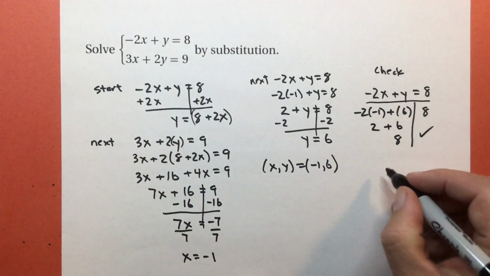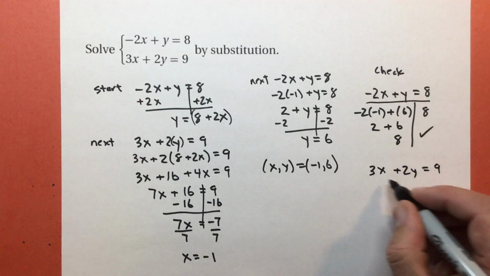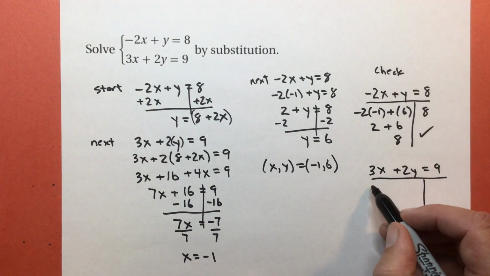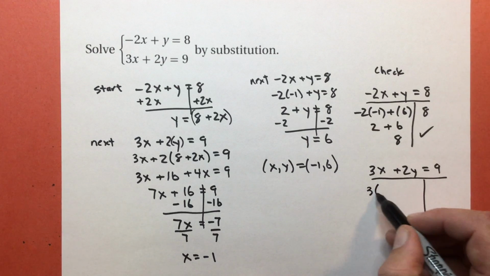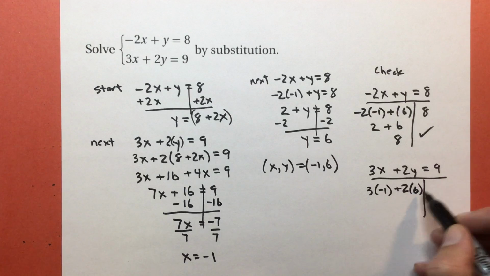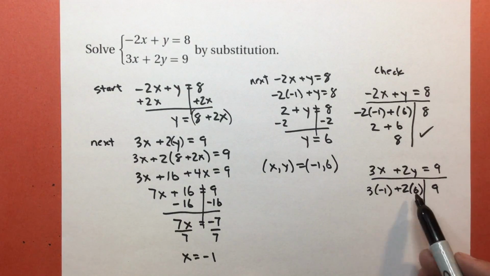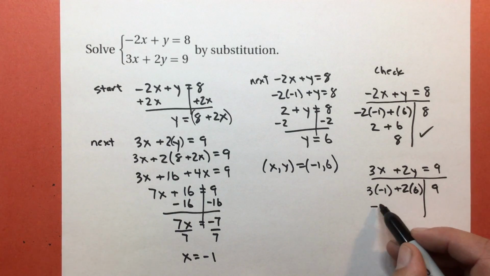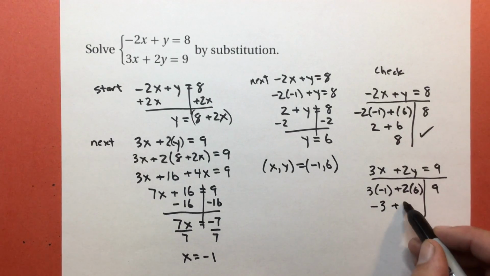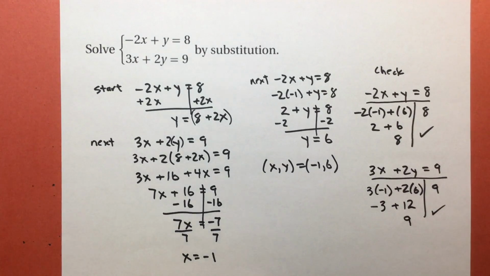Go back to the next one. 3x plus 2y equals 9. So again, my x is -1, my y is 6. I don't know if that's equal yet to 9. I'm going to figure it out. 3 times -1 is -3. 2 times 6 is 12. And -3 plus 12 does equal 9, so that's a check. So I'll be doing more of these problems later in the guided practice problems.